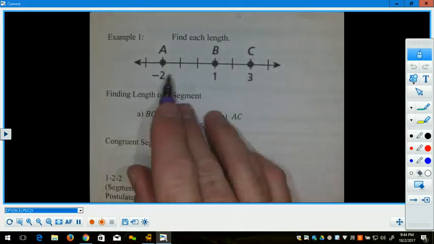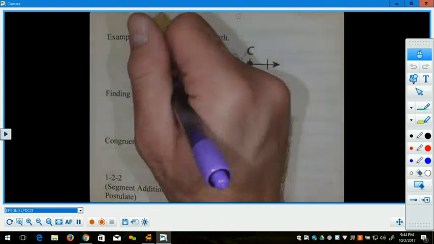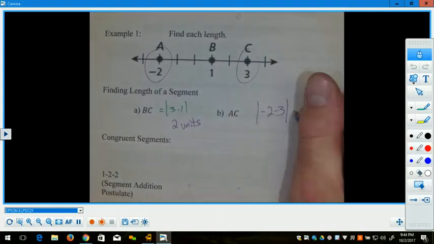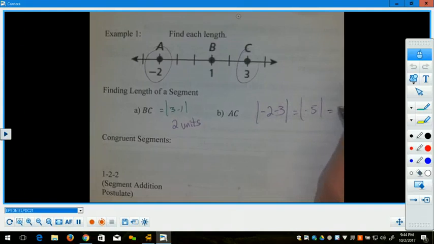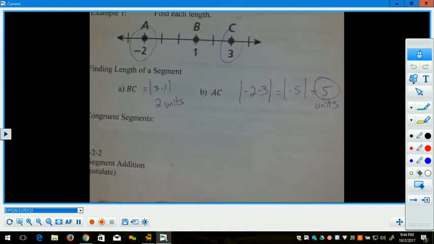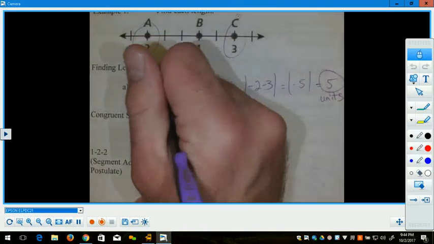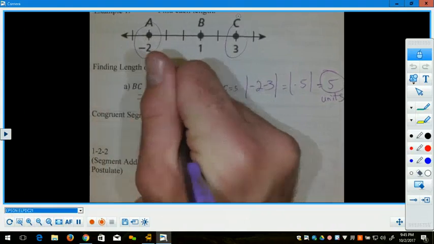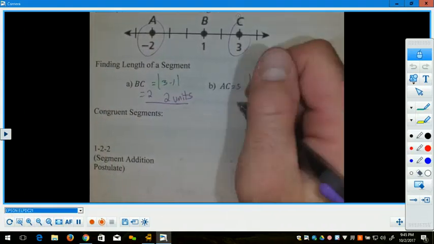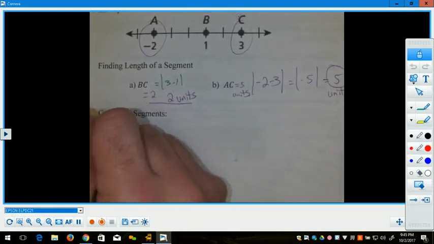The distance between A and C, so -2 minus 3, I'm just going to take those assigned numbers and subtract them. That is -5, and the absolute value of that is 5. So 5 units between points A and C. So BC equals 2 units, AC equals 5 units. Congruent segments. Congruent means having the same measure.